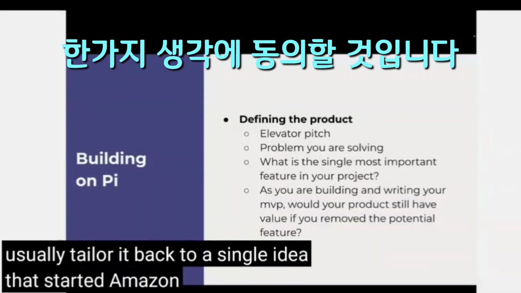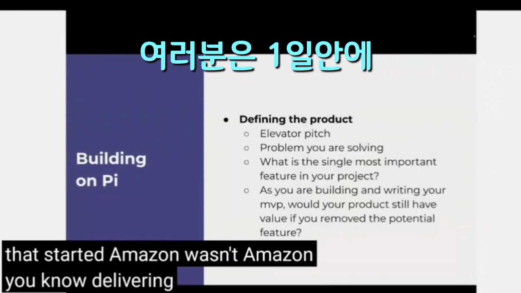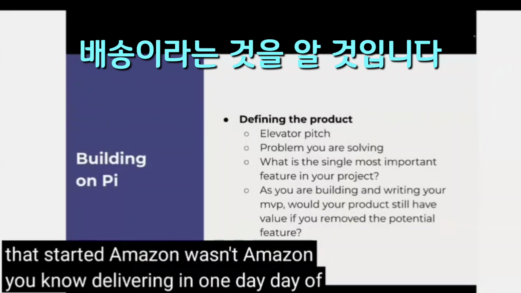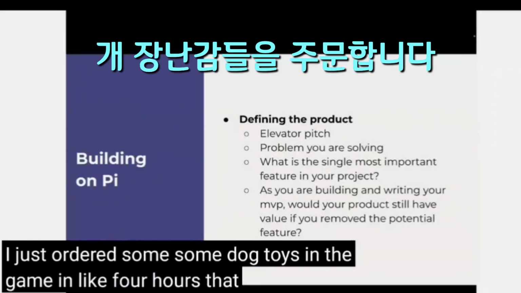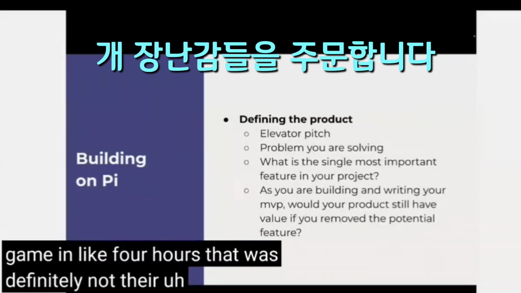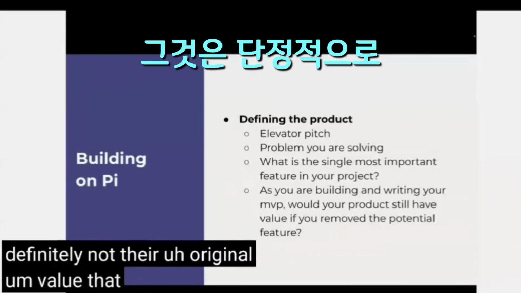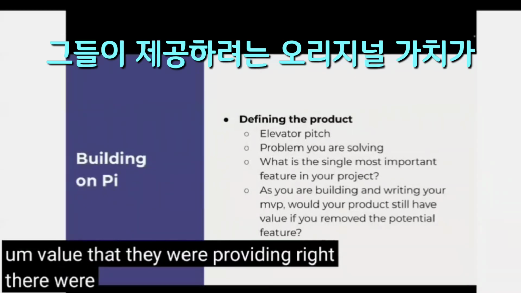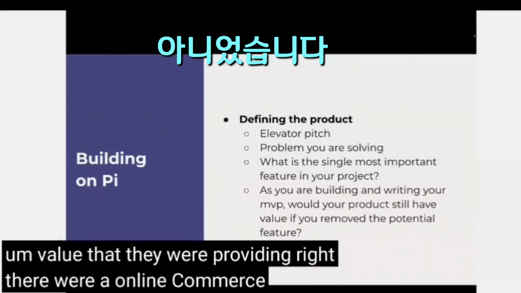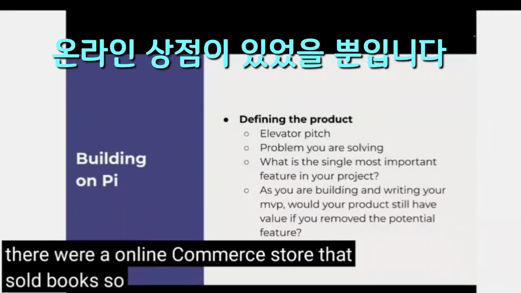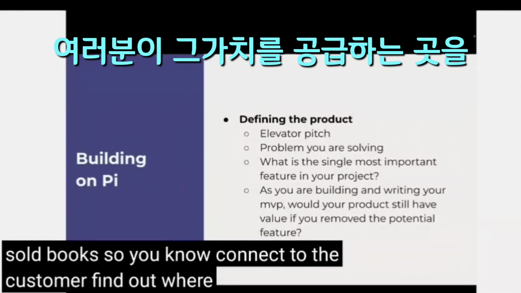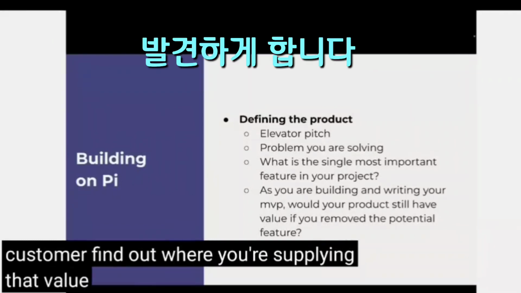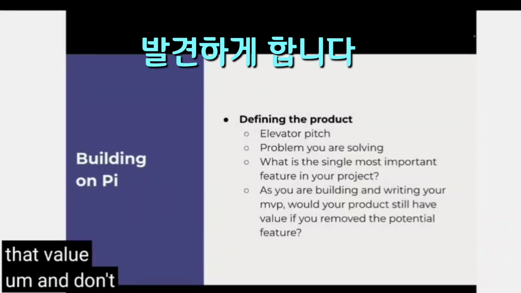Amazon wasn't Amazon delivering in one day. I just ordered some dog toys and they came in like 4 hours. That was definitely not their original value that they were providing, right? They were an online commerce store that sold books. So, connect to the customer, find out where you're supplying that value, and don't make it too complex.